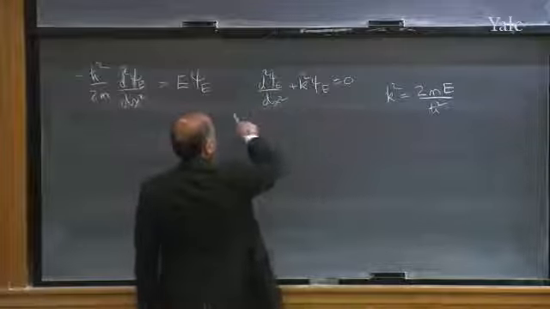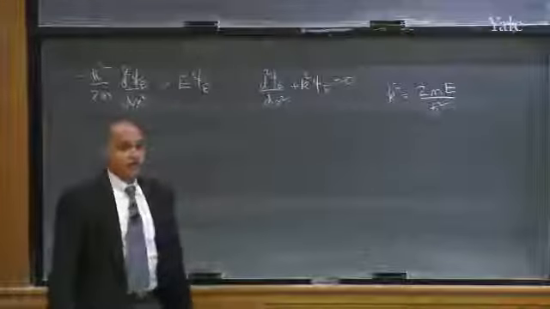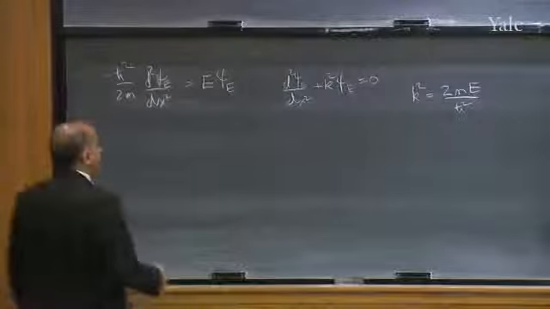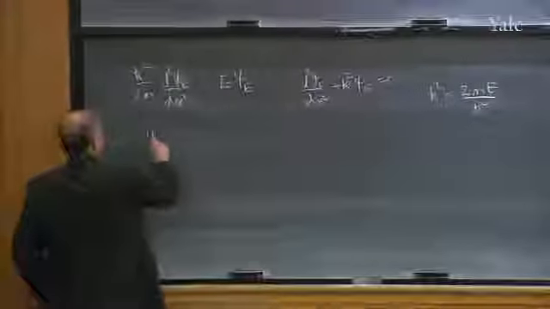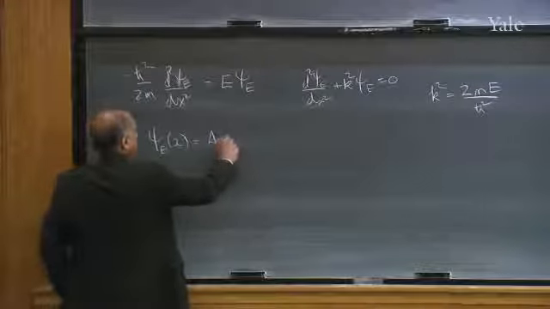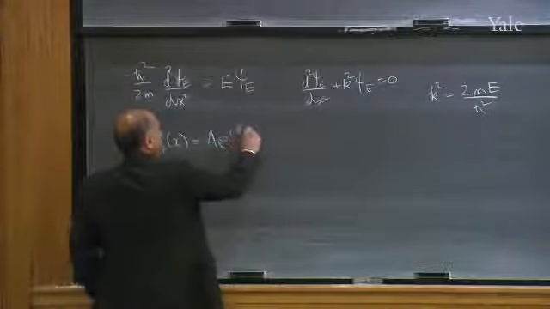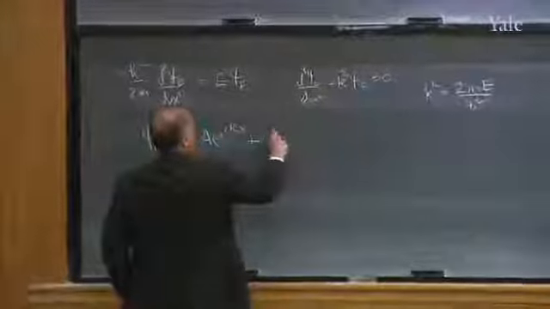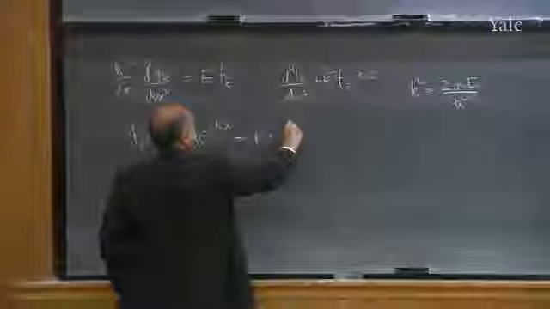So what's the solution to this one? We can write them in terms of sines and cosines, but I want to write them in terms of exponentials, and the solution was, there are two solutions. One is e to the ikx, where k is defined that way. The other is e to the minus ikx.